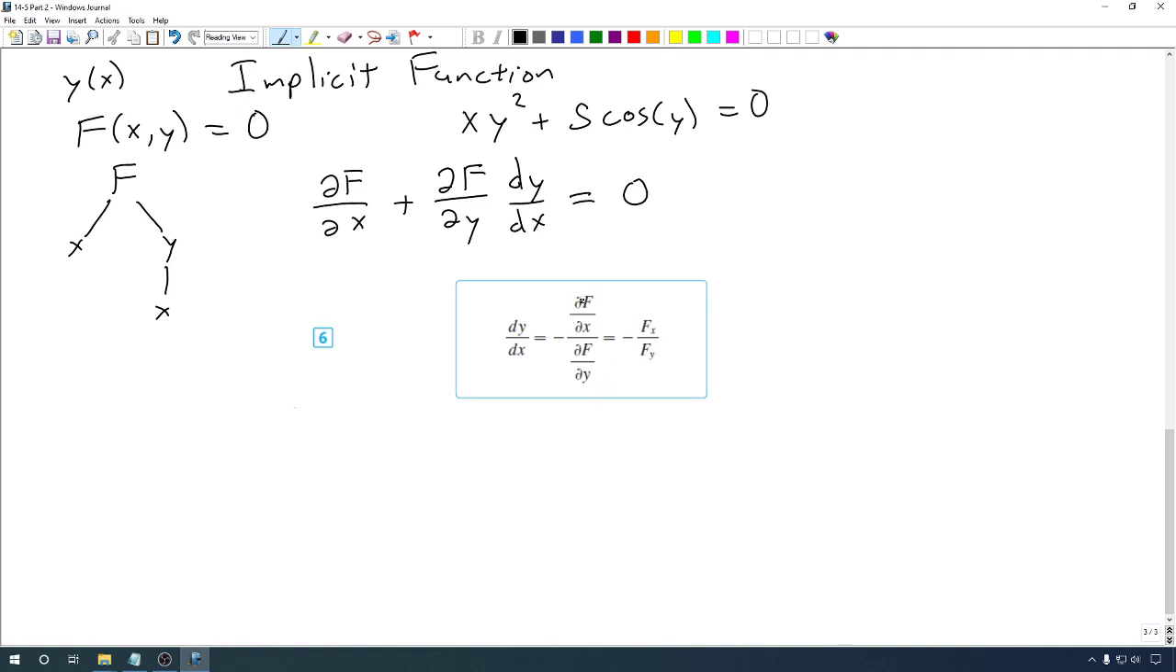Or if you don't like having this written out in the curly d notation, you can go ahead and replace df dx with f sub x. So we have negative f sub x over f sub y. And it turns out that the only real obstruction here, and I guess technically there's a couple of obstructions here. The first thing, of course, is the derivative with respect to y can't be 0. If that's 0, we can't divide by it. And so we wouldn't be able to solve for dy dx.